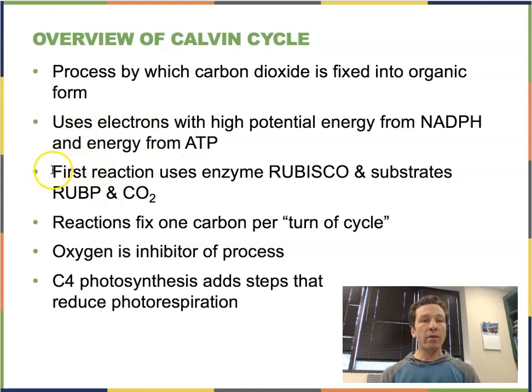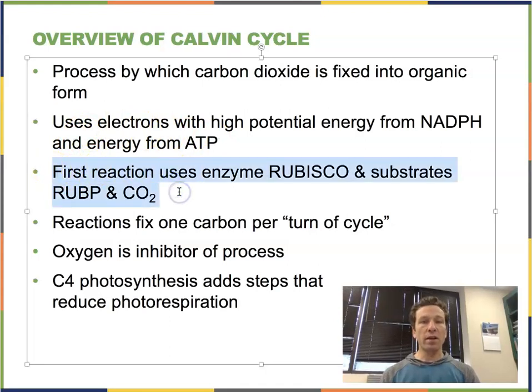We will talk about the first step of the Calvin cycle in detail, and this is where the enzyme Rubisco is used to combine the substrates RuBP and carbon dioxide together, and that's going to result in two molecules of something called PGA. And we will specify that the Calvin cycle fixes exactly one carbon molecule in each turn of the cycle, so it has to turn a lot to make glucose.